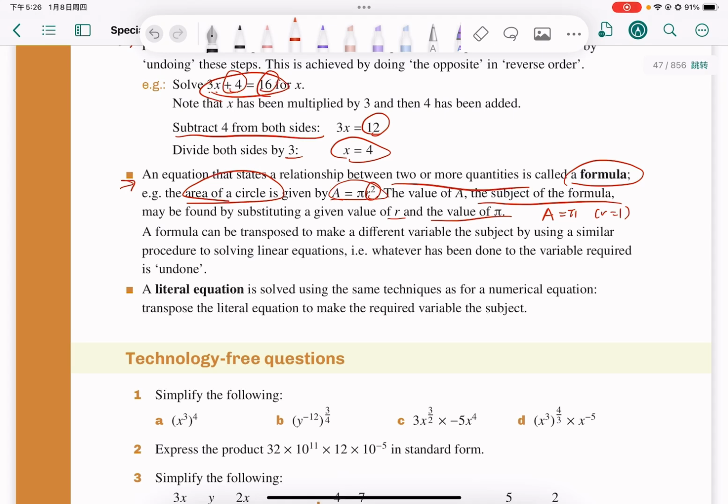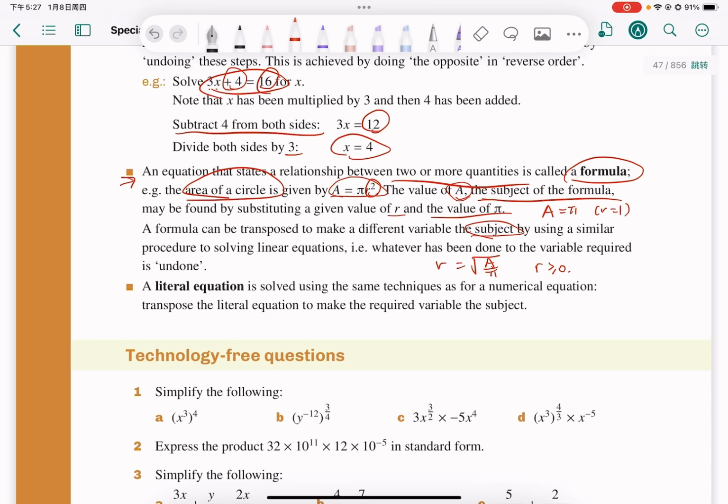A formula can be transposed to make a different variable the subject. So instead of A being the subject of the formula, we can make r the subject of the formula, which is equal to the square root of A divided by pi, and there's no plus and minus because radius is always positive.